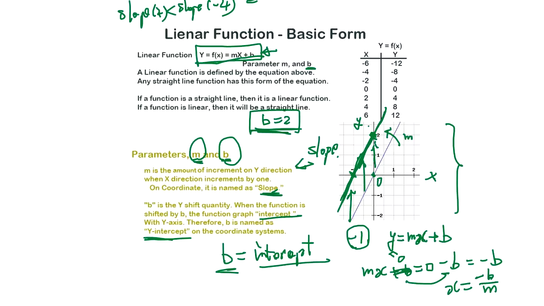Okay, so x-intercept is going to be given by this. If we know the value of b and m, those parameters, then we know the x-intercept. Okay.